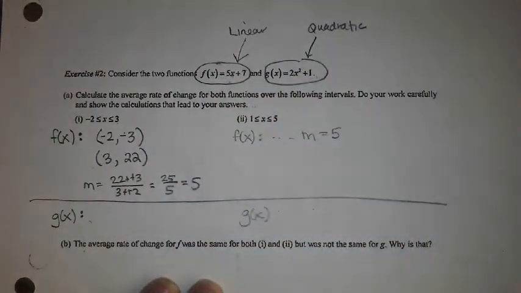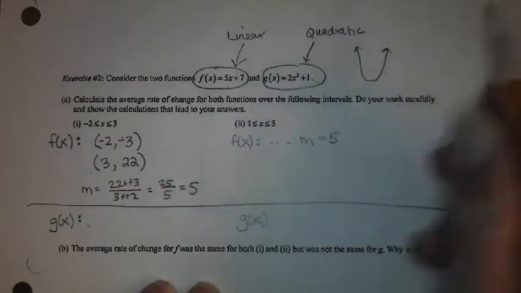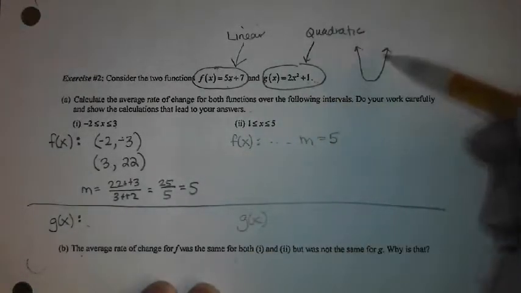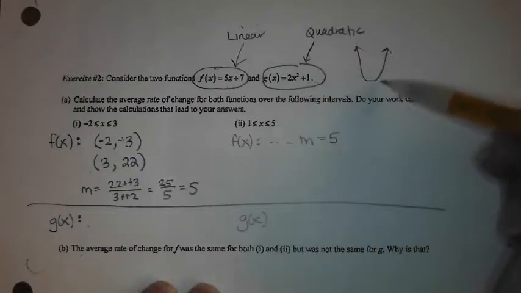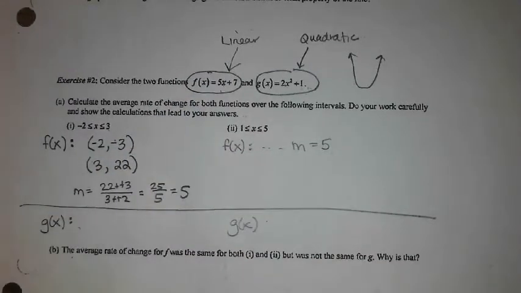Quadratics don't have the same slope the whole time. They kind of change. If you look at the slope over here, it's going to be a negative slope. If you look at the slope over here, it's going to be positive. So it kind of depends on what two numbers you're looking between. Okay? Does that make sense? Whereas linear always has the same slope. So they're just pointing that out. Flip over to the back.